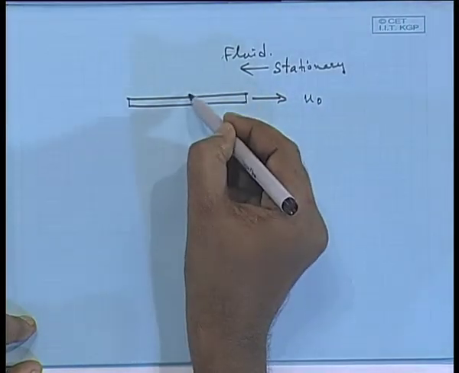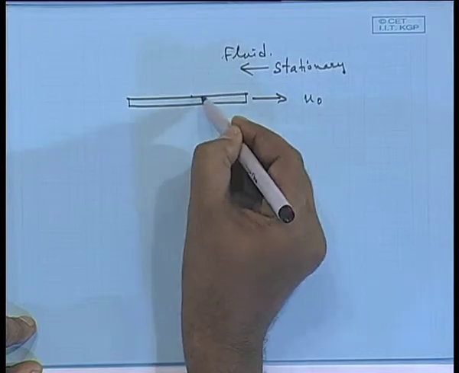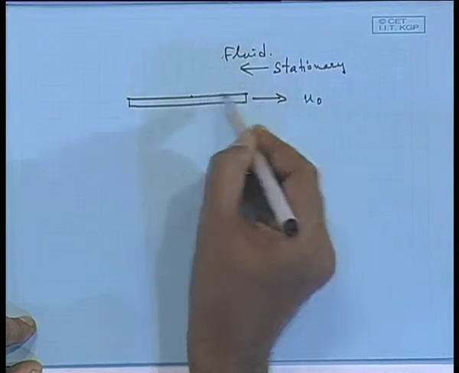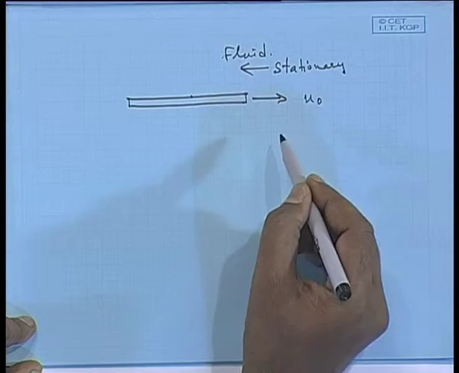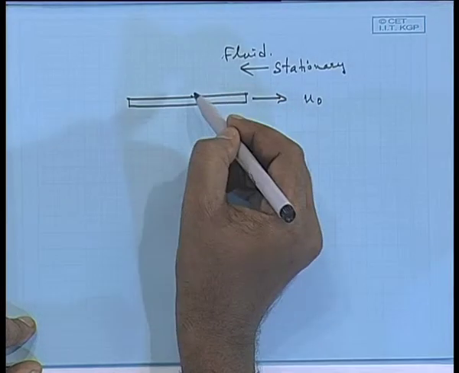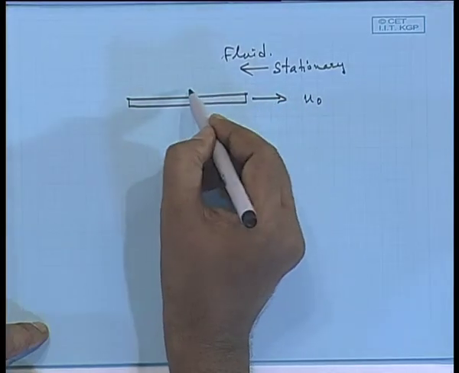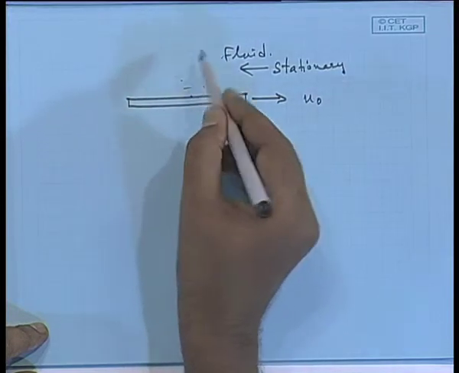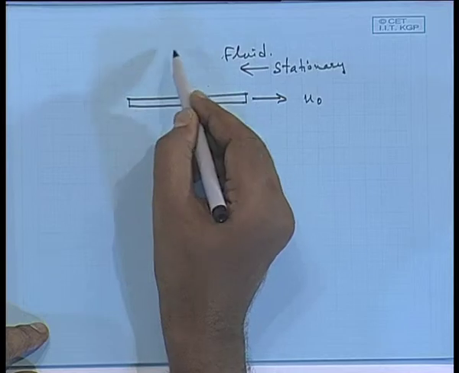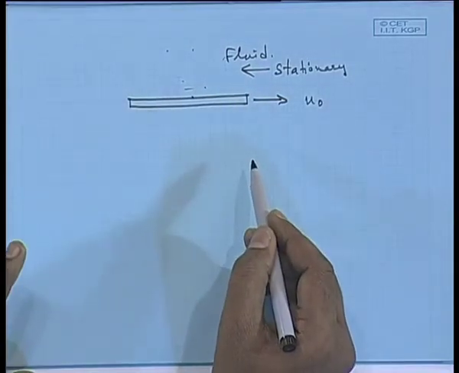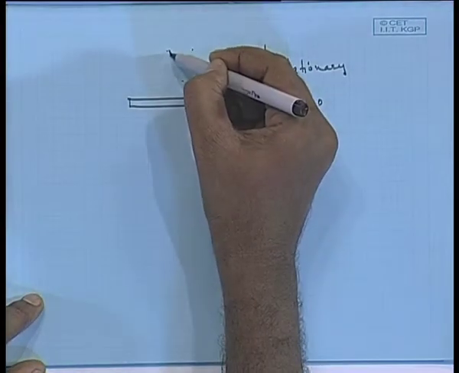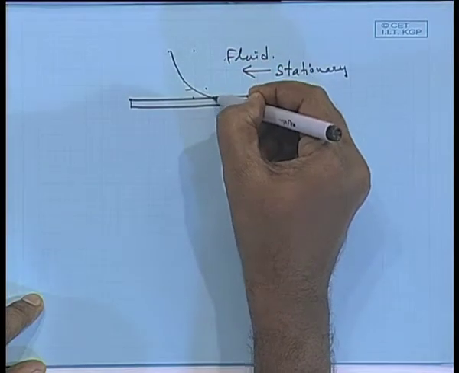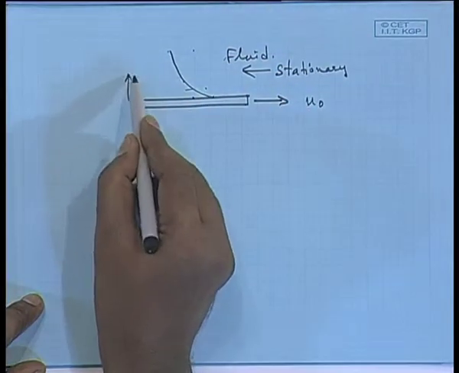Now, what does it do? The fluid element closest to the surface will have the same velocity because of the no slip boundary condition. Due to the presence of viscous forces, the velocity of the layer above will be decreasing, and at some distance the velocity of the fluid element will be equal to 0. So, you will get a velocity profile something like this along the y axis.